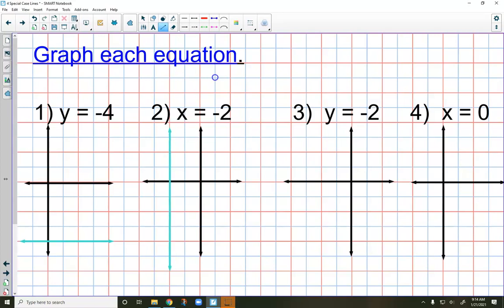For number 3, it's y equals -2. We're back to a horizontal line. There's no slope, or 0 slope, and it's going through the y-axis at -2. And the last one, x equals 0, because it's x, it's telling me it's a vertical line. It's an undefined slope. There is no y-intercept. And this is actually the same line as the y-axis. It's going through the x-axis at 0, and it's a vertical line.